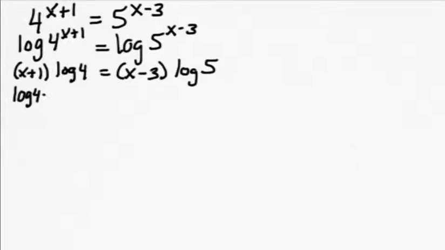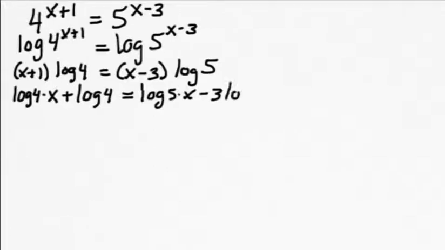and I'm going to put a little times symbol so that you realize that this is two separate numbers. Log 4 times x plus log 4 times 1, which is just log 4, equals log 5 times x minus 3 times log 5.